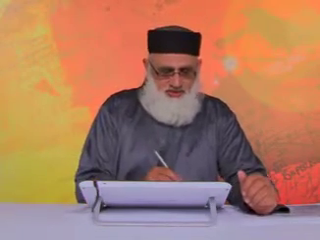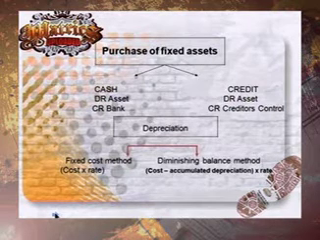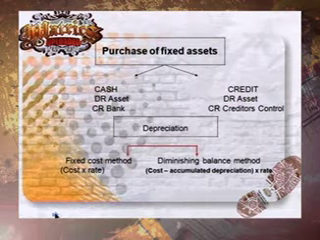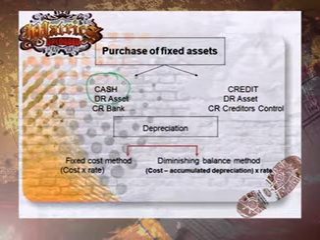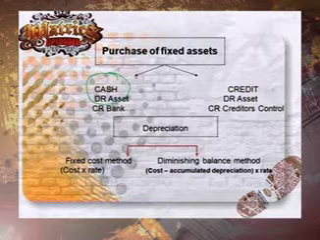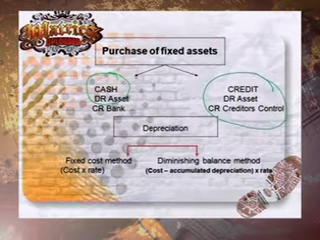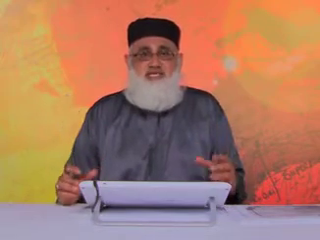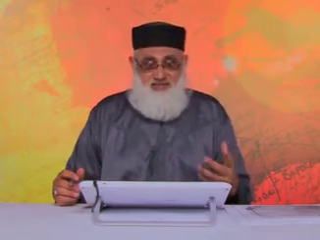Let's go through it. Number one, whenever we are purchasing fixed assets, how can they be purchased? Either we purchase for cash, and when that happens, we are debiting the asset account and crediting bank. And if we buy on credit, then what happens? Very simple. We are again debiting the asset account, but we are then crediting creditors control. Okay, so that's just the two ways in which we purchase an asset.